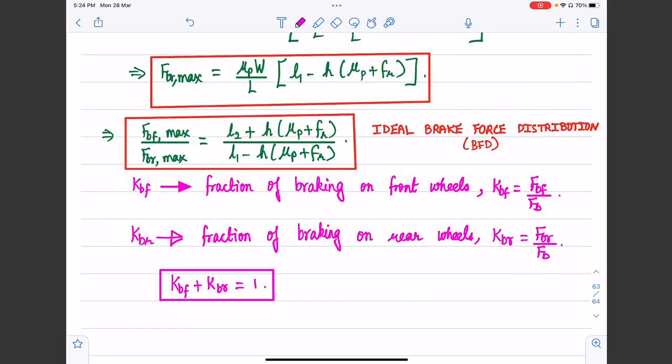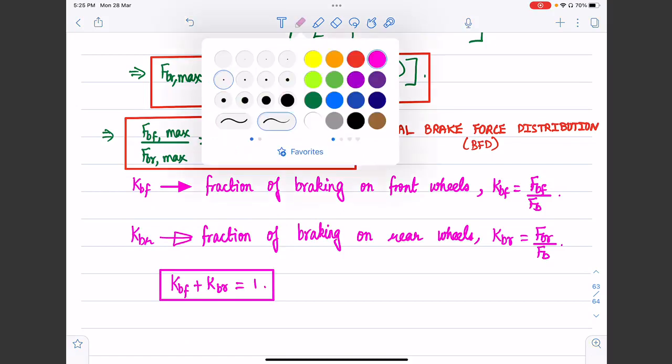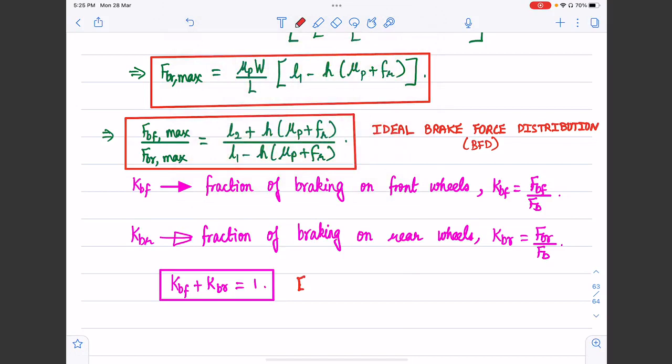Because if we add the two, we are going to get 1, right? Is it not? Because KBF is the fraction of the total braking force on the front wheels. KBR is the fraction of the total braking force on the rear wheels. So we add the two, we are going to get the total to be 1. Okay. So for example, let's say we have a 70-30 brake force distribution, right?